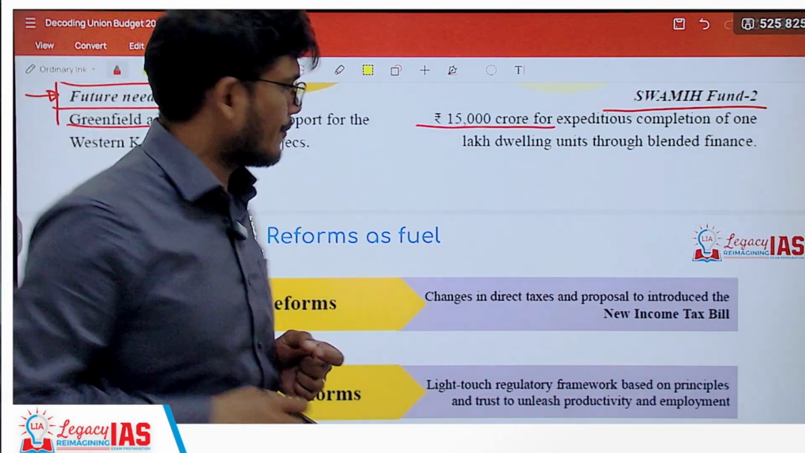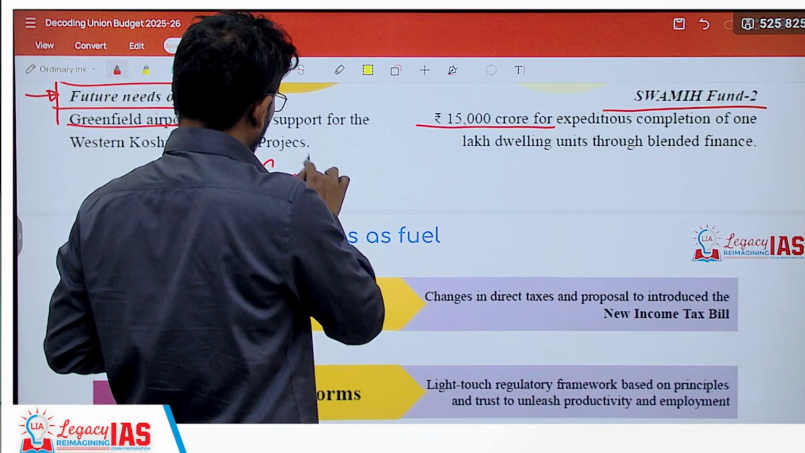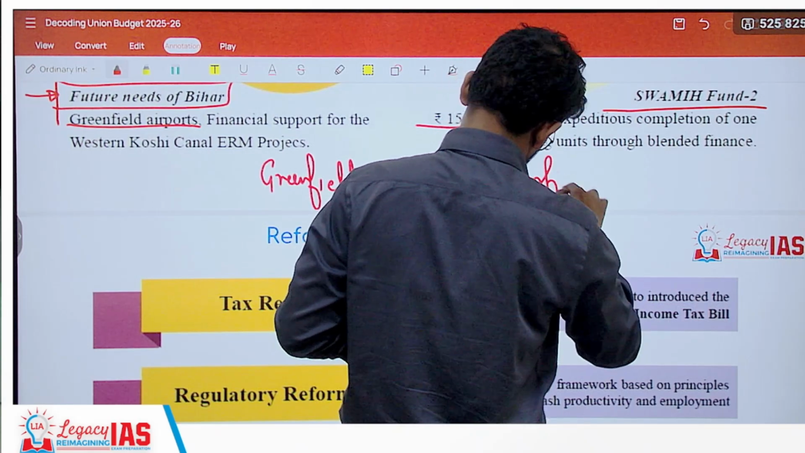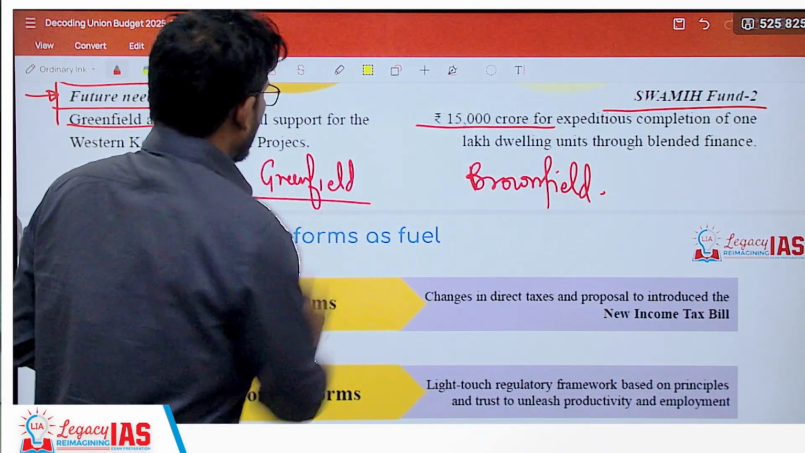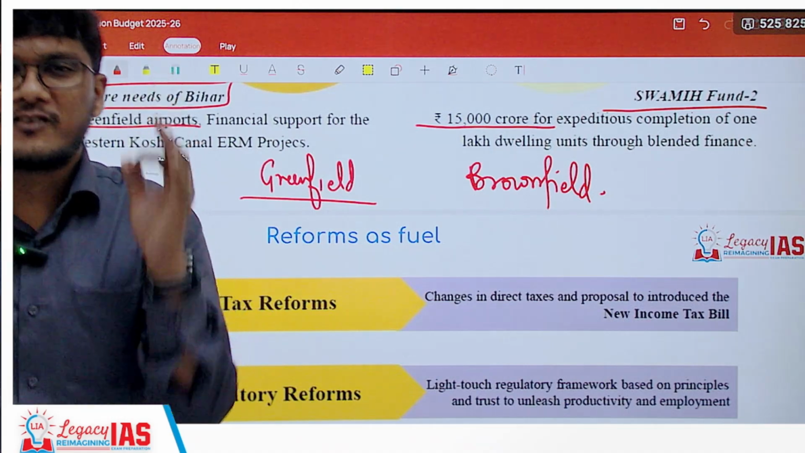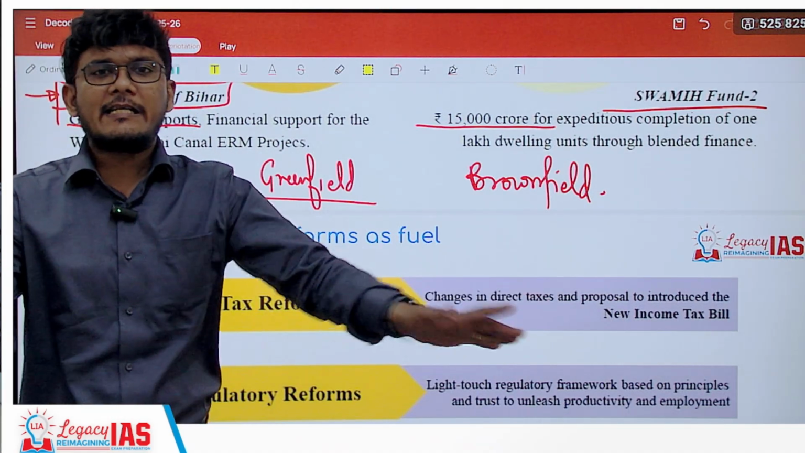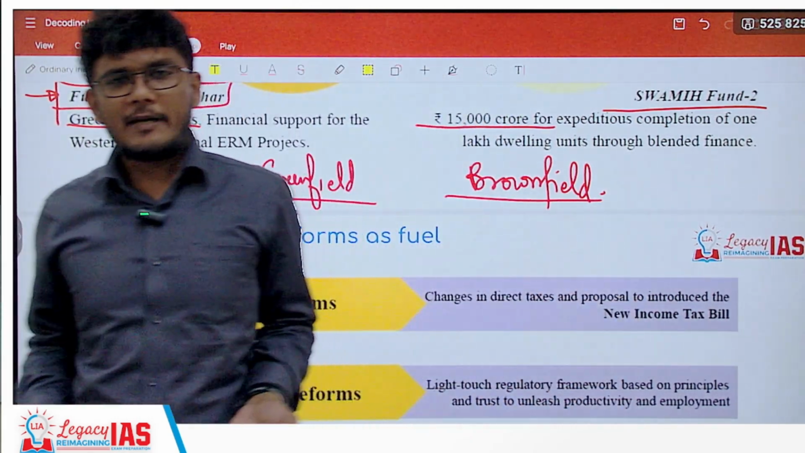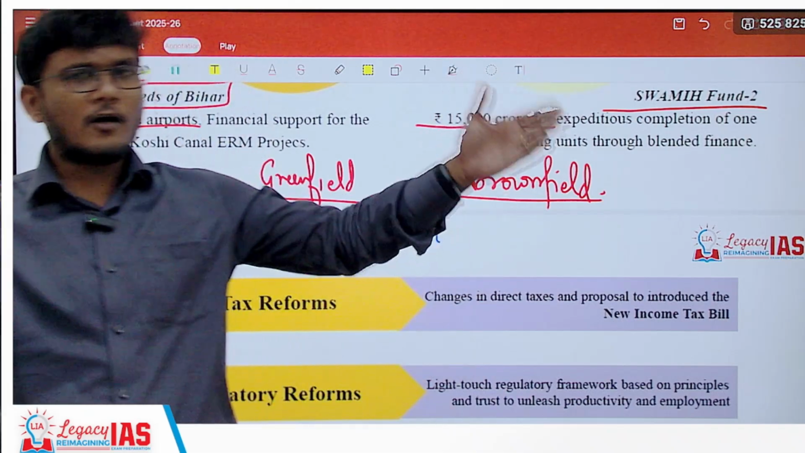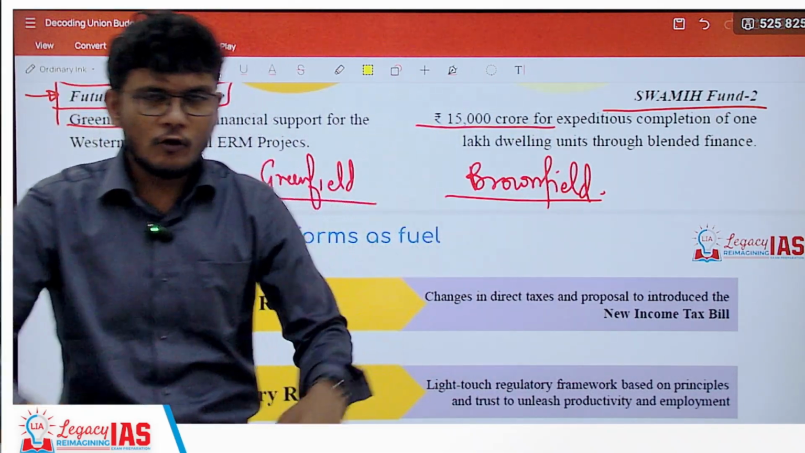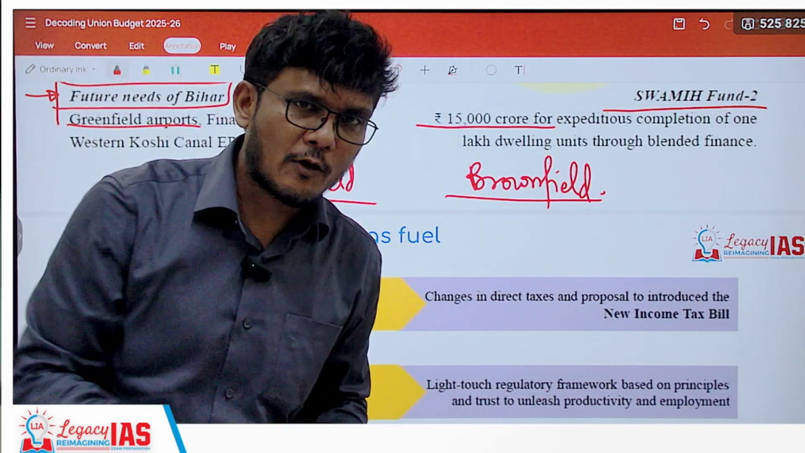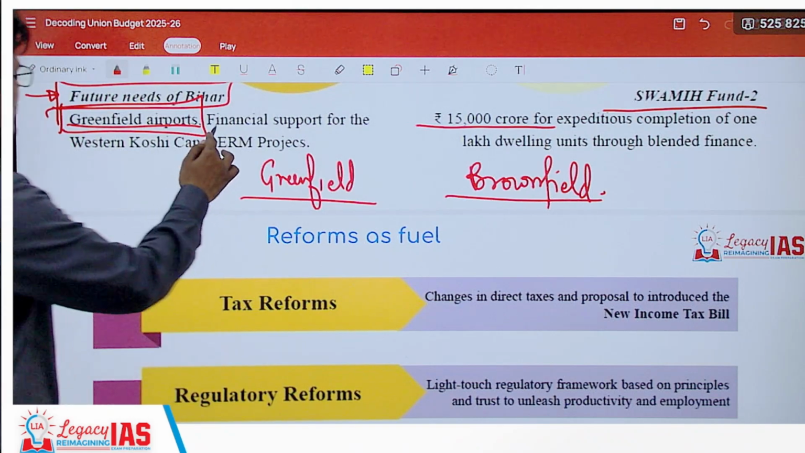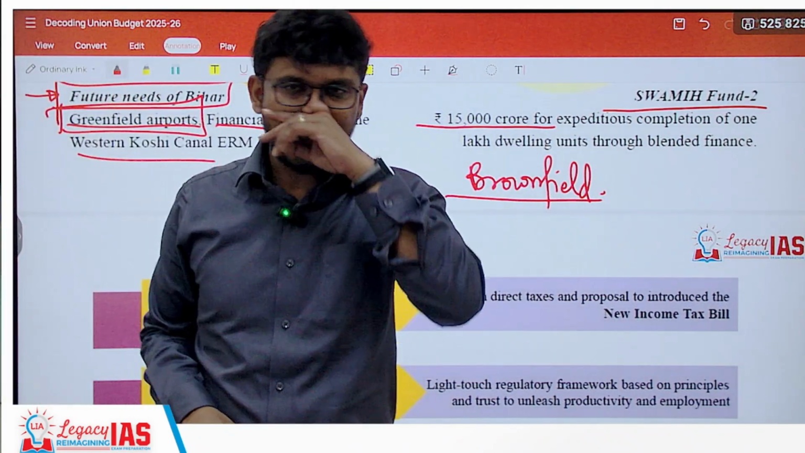What is greenfield? There is a concept of greenfield and brownfield. So greenfield means completely new project starting from scratch, zero, because the field is completely green, grass. Brownfield means the projects which are already existing, some work would have been done, green would have been converted into brown, some work, some structure, something is already there. If you give fund or improve on that, that is a brownfield project. So here we are talking about greenfield airports completely from scratch, financial support for the Western Kosi Canal projects, etc. Okay.